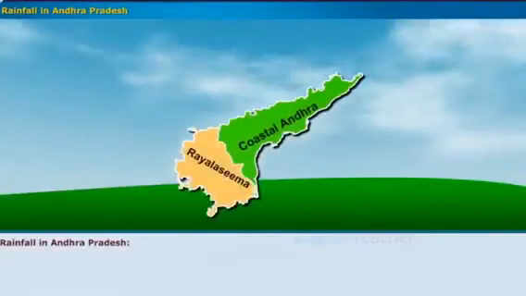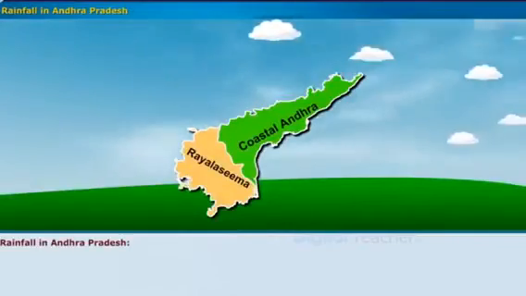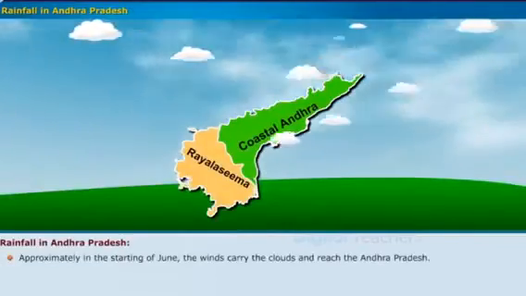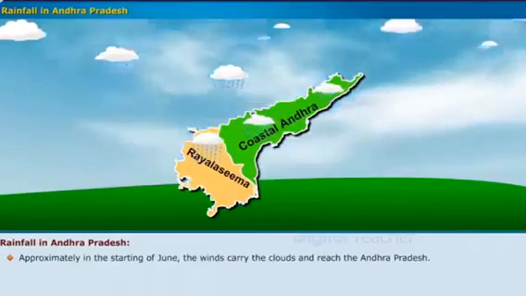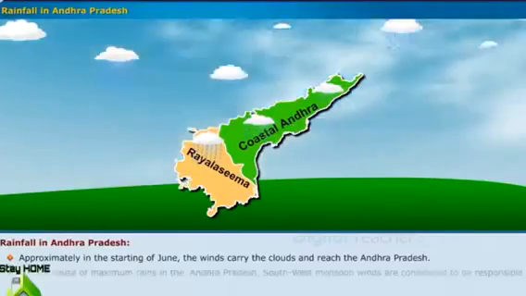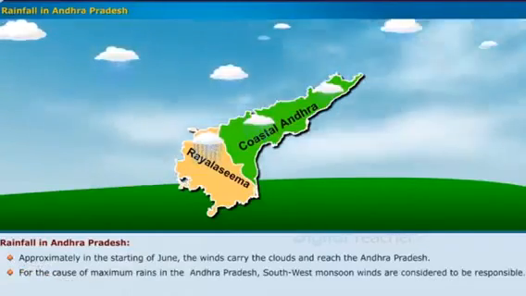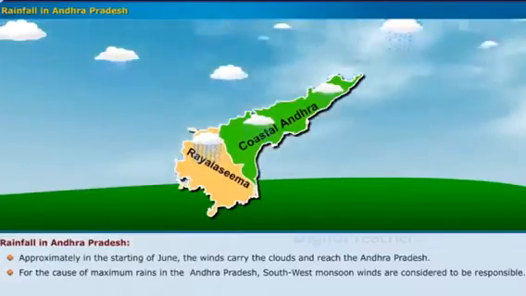Rainfall in Andhra Pradesh. Now, let us know about the rainfall in Andhra Pradesh. Approximately in the starting of June, the winds carry the clouds and reach the Andhra Pradesh. For the cause of maximum rains in the Andhra Pradesh, southwest monsoon winds are considered to be responsible.